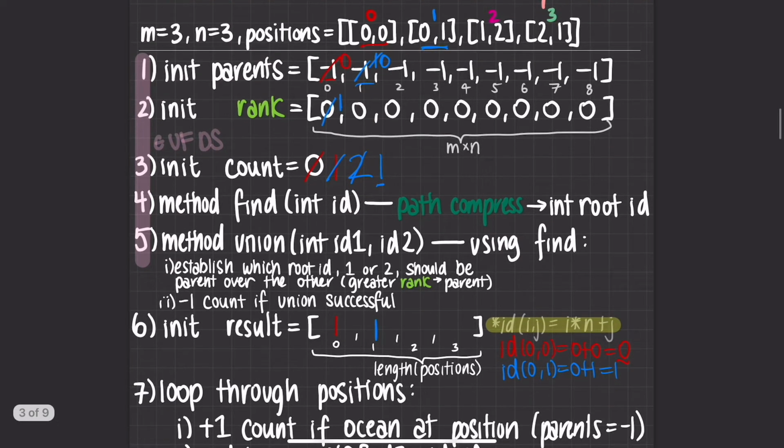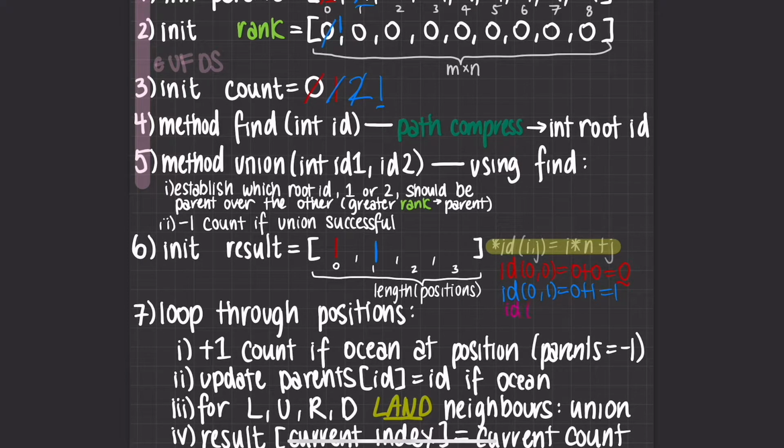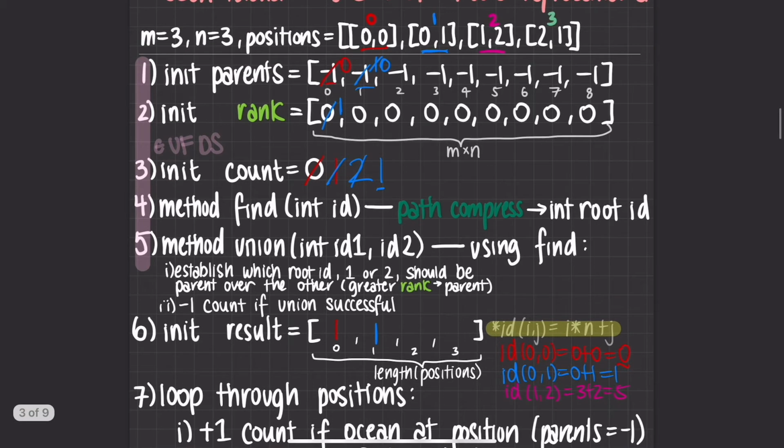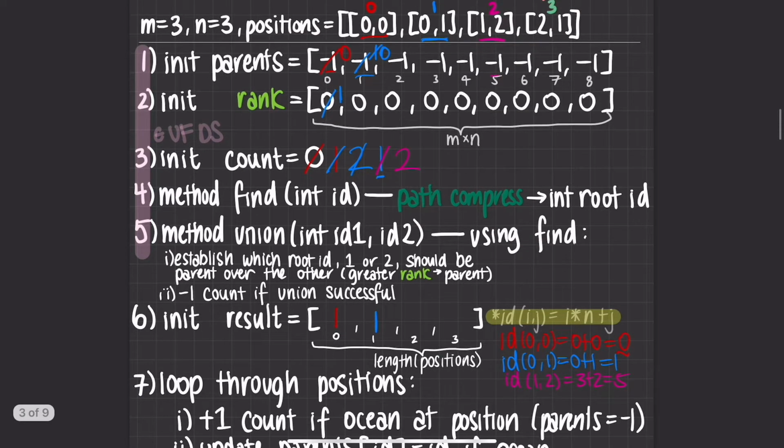All right, next over, we're looking at 1, 2 right here. So what's the ID of 1, 2? The ID of 1, 2 is 1 times n, which is 3, plus 2 equals 5. So first, we're going to plus 1 to the count if the ocean is at our position. Well, the ocean is at position 5 right here, so we add 1. Now say we were at 0, 1 again, then we shouldn't add this 1, because 0, 1 is already a piece of land that was considered. So that check is to make sure that no duplicate land adds occur.